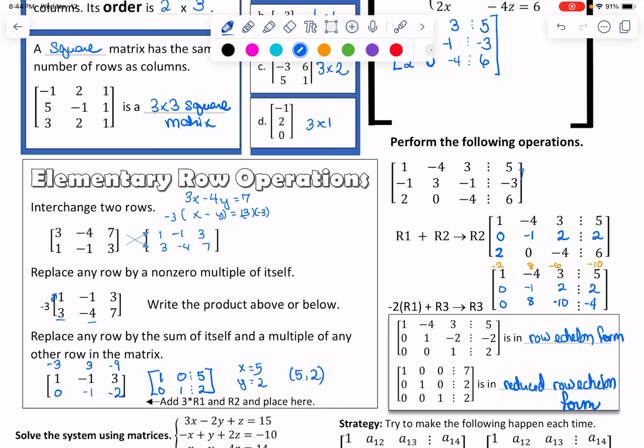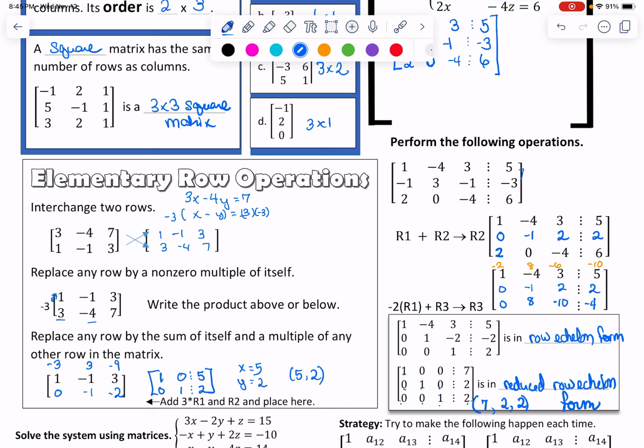Well, if we look at the reduced row echelon form, 0x plus 0y plus 1z equals 2. We can see that 2 is the value of z. 0x plus 1y plus 0z equals 2, so y is also 2, but 1x is equal to 7. So we can see the solution to this particular system of equations by simply looking at it when it's in reduced row echelon form. How is it different from the row echelon form?